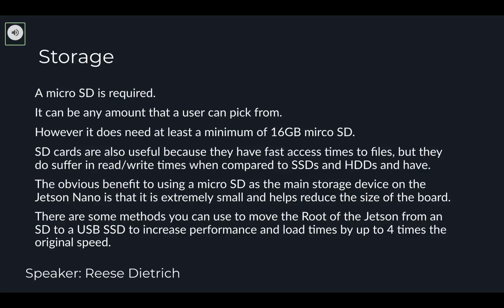The obvious benefit to using a micro SD as the main storage device on the Jetson Nano is that it is extremely small and helps reduce the size of the board and its power requirements. There is an involved method to move the root of the Jetson from an SD to a USB SSD to increase performance and load times by up to 4 times the original speed. In some applications, booting from an SSD could be very helpful because SSDs generally boot computers extremely fast.